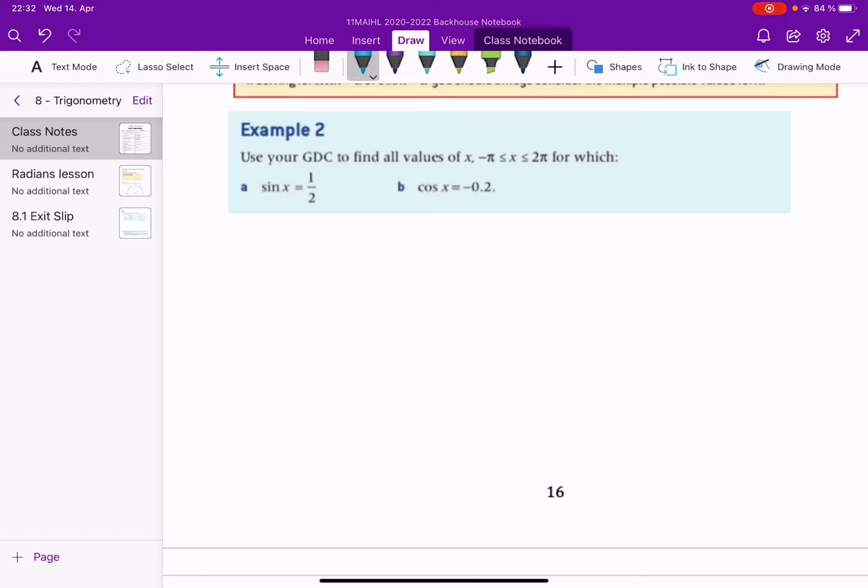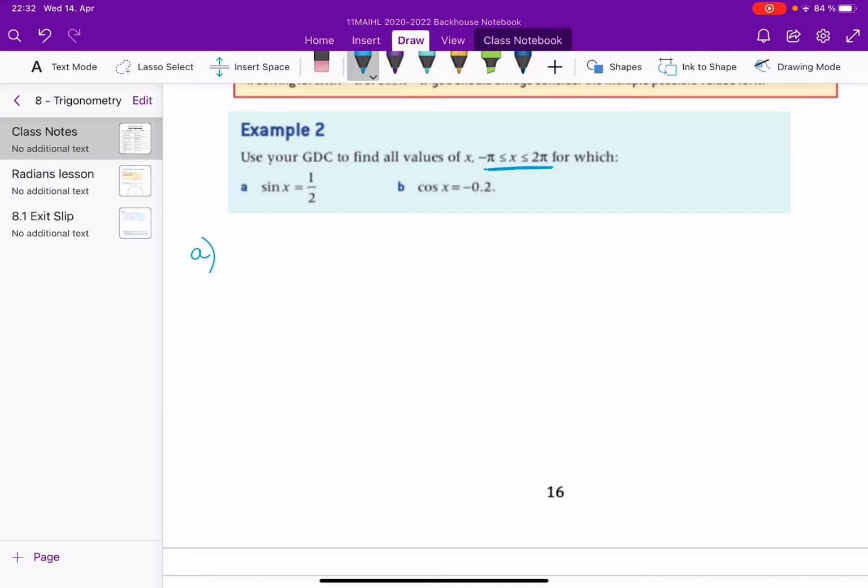Okay, let's get finding out answers to those questions you've tried. So we're using our GDC in this example. We're making sure we use this domain. And I'm going to put sine x into my calculator and 0.5.